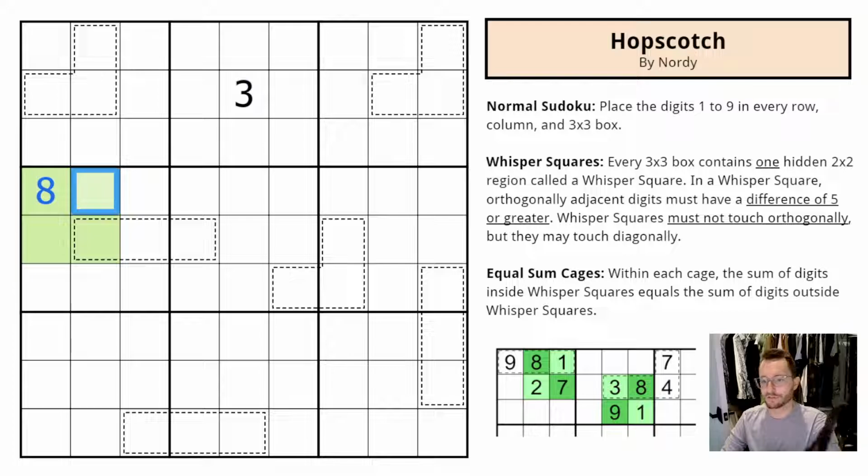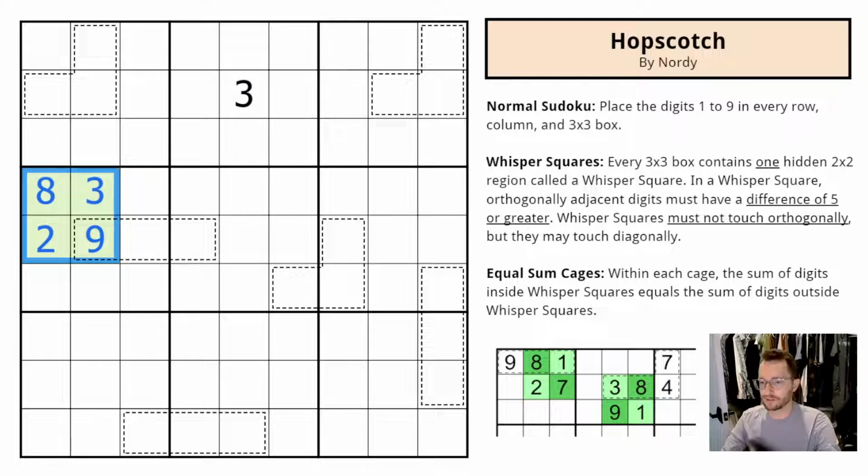So possibilities for this digit are 1, 2, 3, but not 4 because that has a difference of 4 and not 5. So let's say it's 3. The similar relationship here, 8 has to have a difference of 5 with this square, so this could be a 2. And now this square is adjacent to this one, and it must have a difference of 5 or greater with those, so this could be a 9. So this is a valid whisper square.